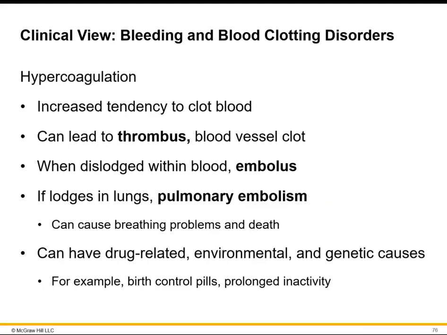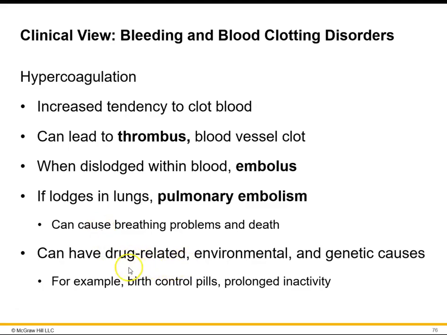Hypercoagulation. This is an increased tendency to clot. This can lead to a thrombus, and all a thrombus is, is a blood vessel clot. Okay, so a clot that is stuck in a blood vessel. Now, that thrombus can become dislodged. And when it becomes dislodged, it can travel through the bloodstream. And when it does that, we call it an embolus. If that embolus lodges in the pulmonary trunk or either one of the pulmonary arteries, we call that pulmonary embolism. Pulmonary embolism is a medical emergency. It can cause breathing problems and death.